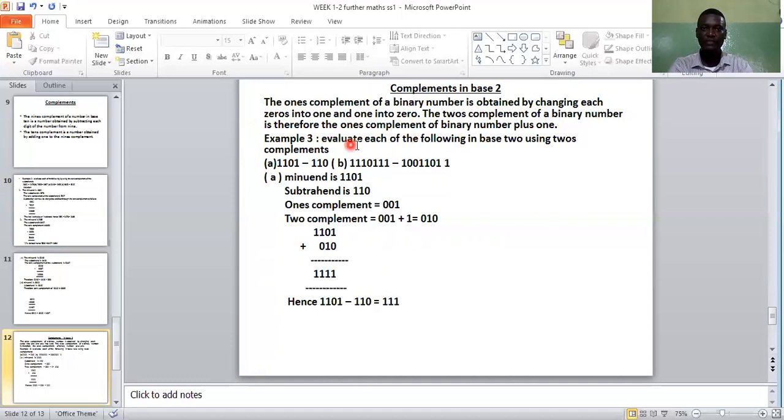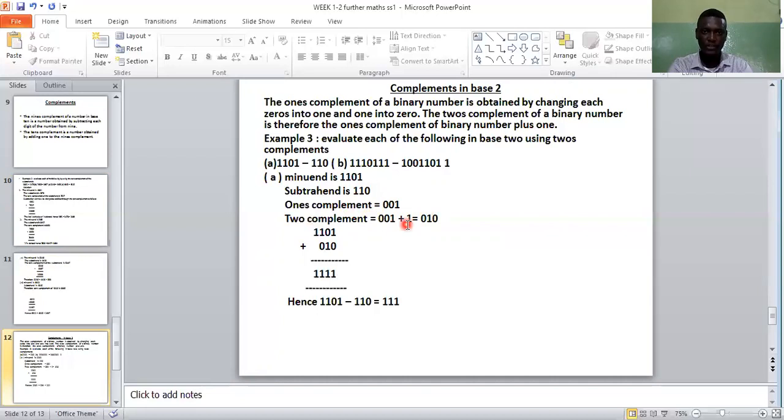Example 3, evaluate each of the following in base 2 using the 2's complement. A, 1101 minus 110. So if you are going to use the complement method, our minor end is 1101. Our subtrahend is 110. So if you want to get the ones complement, just change 0 to 1. Change 1 to 0. Change 1 to 0. Then if you are going to get the 2's complement, add plus 1 to it.